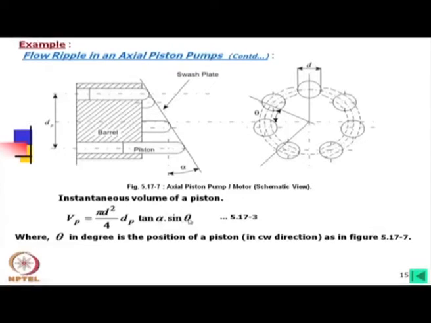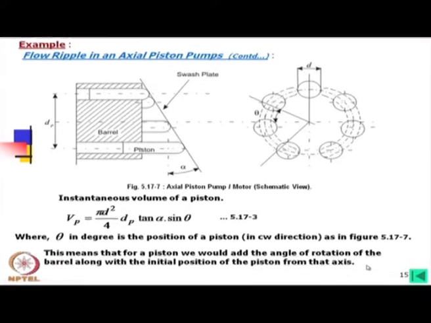So, we have multiplied with sin, we have taken sin theta. For this piston, how much should we take? Theta plus 2 pi divided by the number of pistons. So, this is written here. This means that for a piston we add the angle of rotation of the barrel along with the initial position of the piston from that axis. Okay, this is very simple.